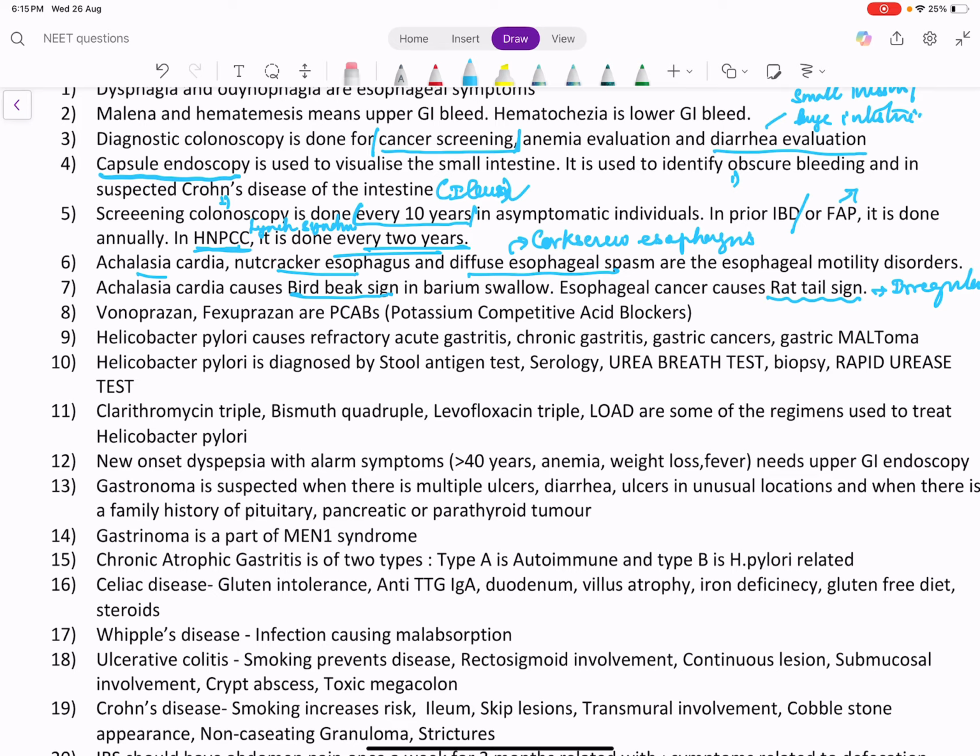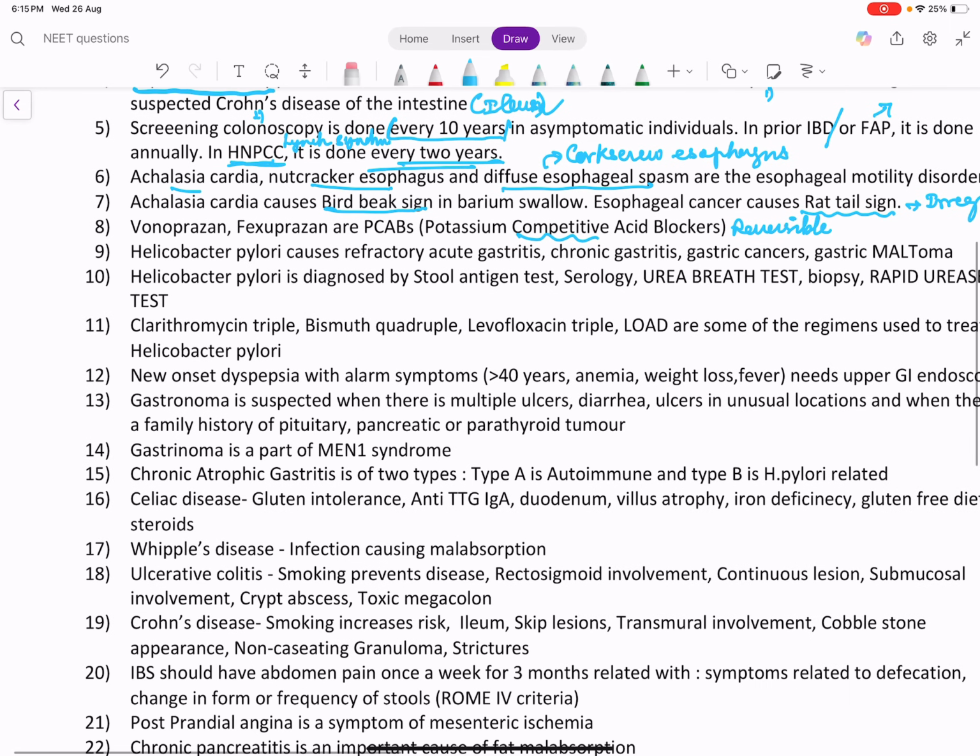We have a new group of drugs next to, even better than, proton pump inhibitors, that is PCABs, potassium competitive acid blockers. Since they are competitive, they are reversible. They are not hit and run drugs like PPIs. So vonoprazan and fexuprazan are the drugs.